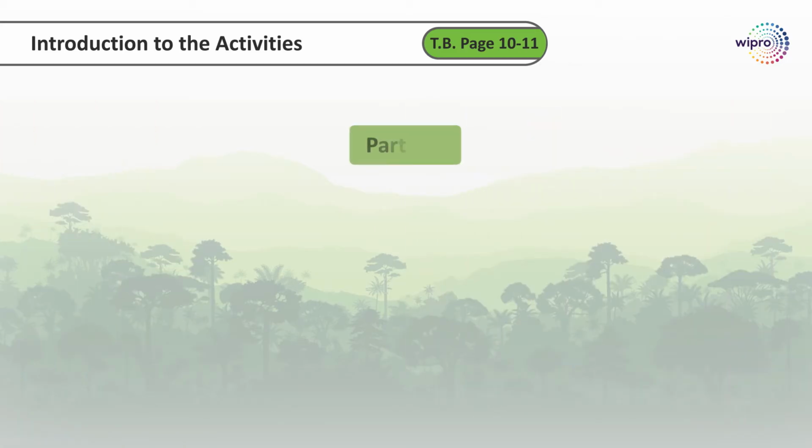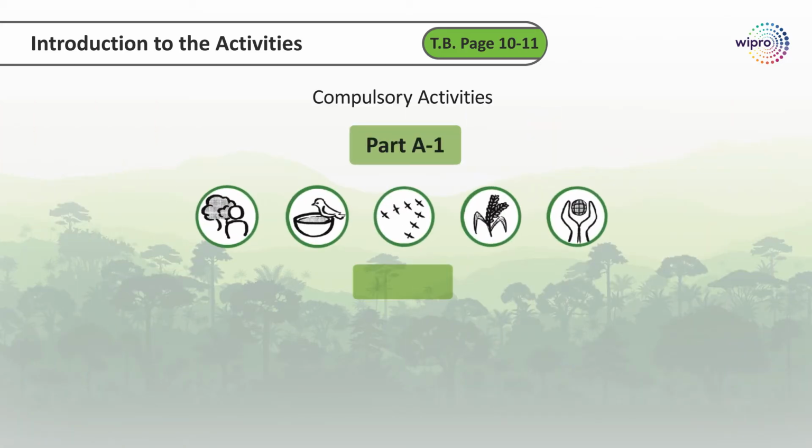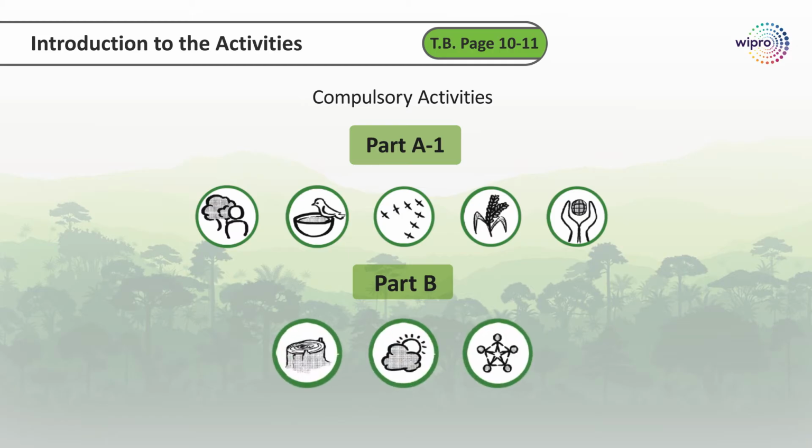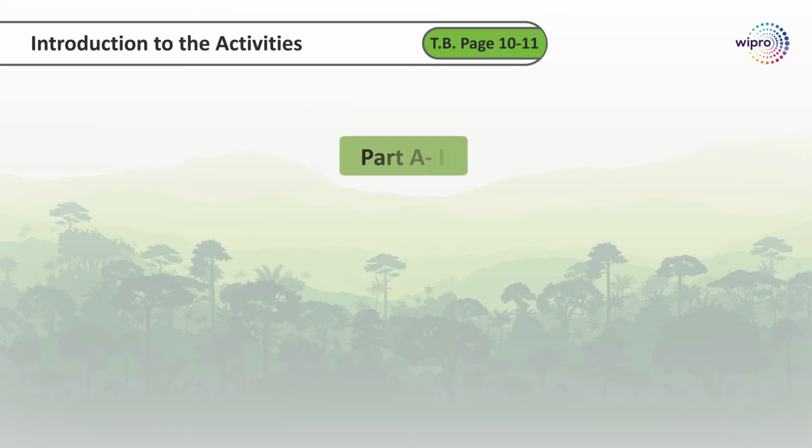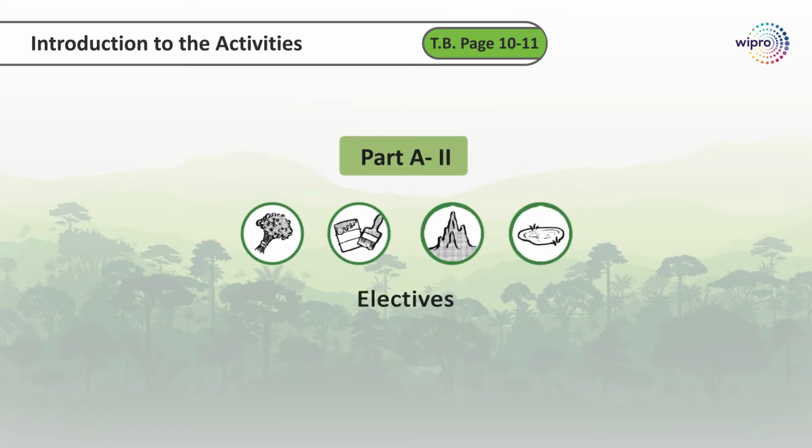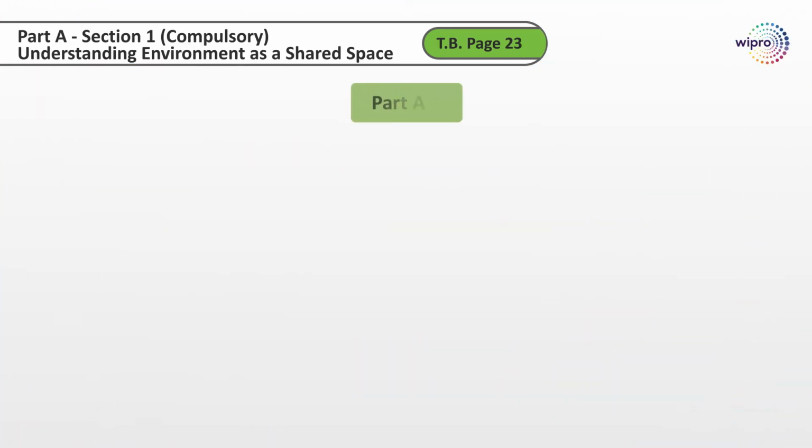The program is divided into 3 parts. Part A1 and Part B are compulsory, while Part A2 is elective. In Part A, Section 1, Understanding Biodiversity, we will focus more on the environment as a shared space.